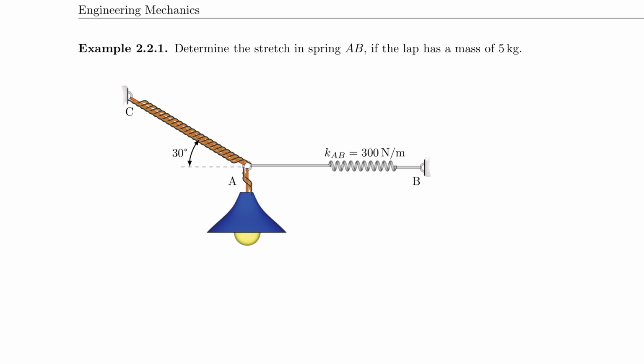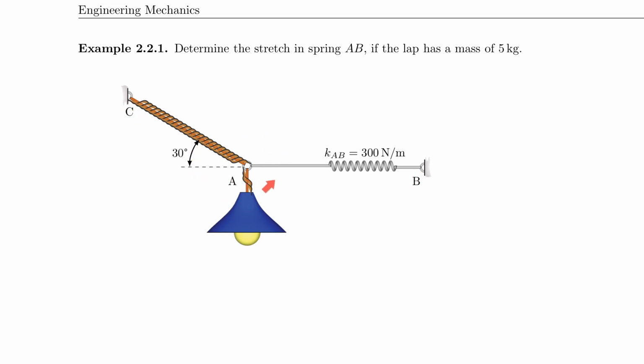And I will explain that as we move through the problem. But what we have here is a lamp of 5 kilograms that is hanging downwards, and there's one sloped member, or one sloped cable, and one horizontal. Think of it as a cable, but it's of course a spring. And we have node A, B, and C.